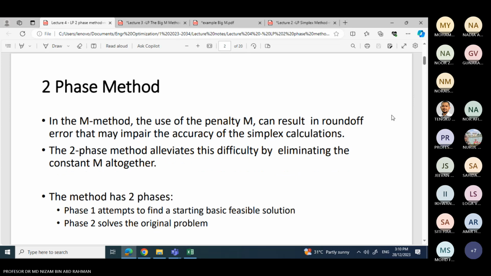All right. In the two-phase method, do you guys want a break? Or are you guys on the break already?